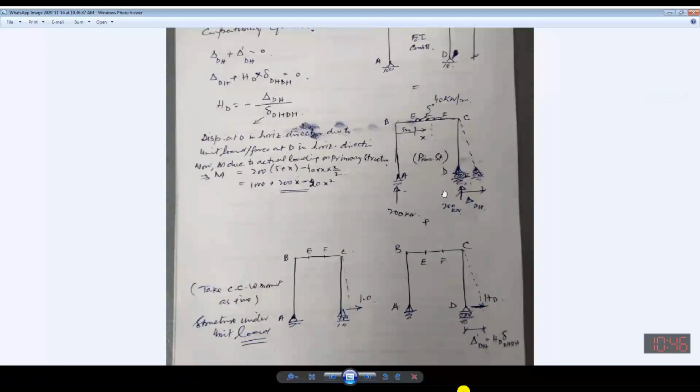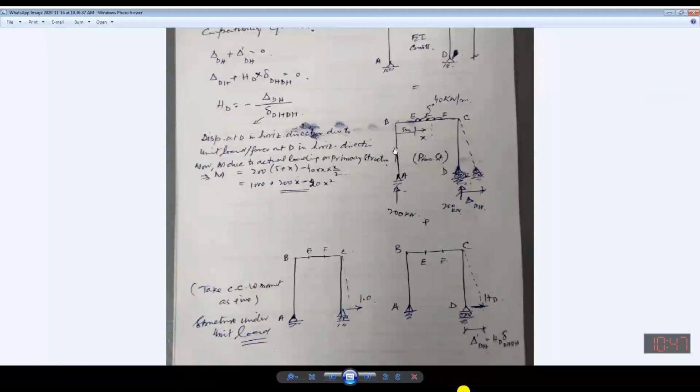Now, if I consider AB, it will have no effect. If I consider A as origin, then this 200 kilonewton is passing through this joint. It will have no effect in producing any movement because it is passing through the joint. So its effect will be zero as far as movement is concerned.